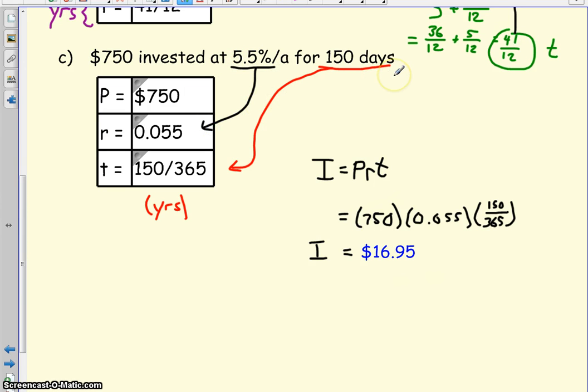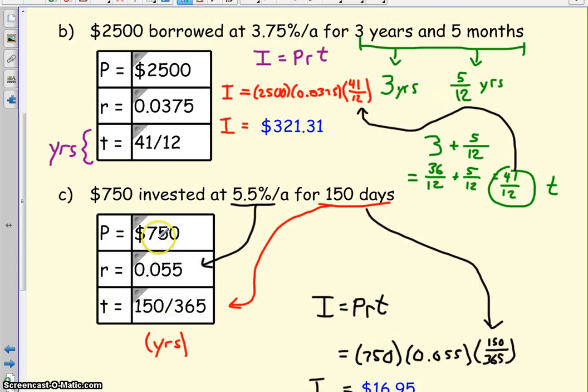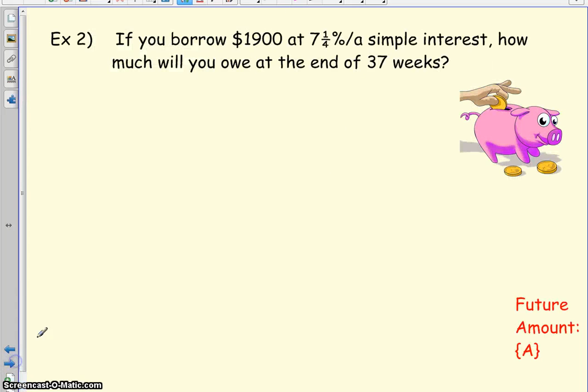And for 150 days, if we work with 365 days in a year, it'll be 150 over 365 years. So don't round that, put it into the equation as a fraction so you don't lose any accuracy. When you multiply everything together, you get interest earned of $16.95. Okay, so that in general is how simple interest works. Okay, let's take a look at a couple other types of problems you might run into.